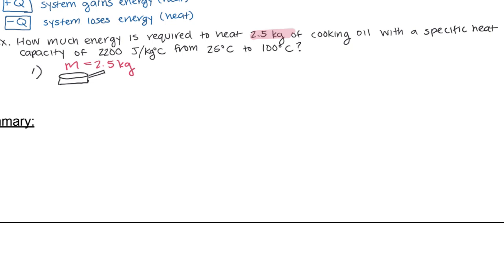We also see that there's a specific heat capacity. Remember, we're using C to represent specific heat capacity. C is going to be equal to 2200 for our cooking oil. The unit of measurement for specific heat capacity in this problem is joules per kilogram degree Celsius. I don't want you to think too much about this unit. The main thing is that the specific heat capacity is about 2,200.